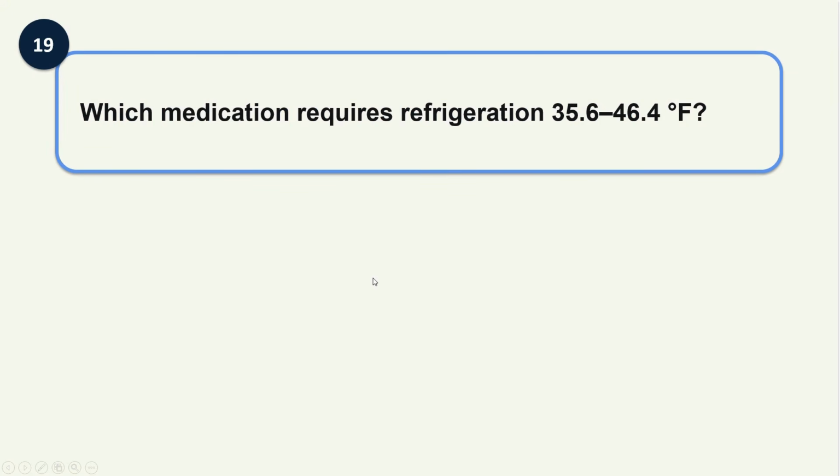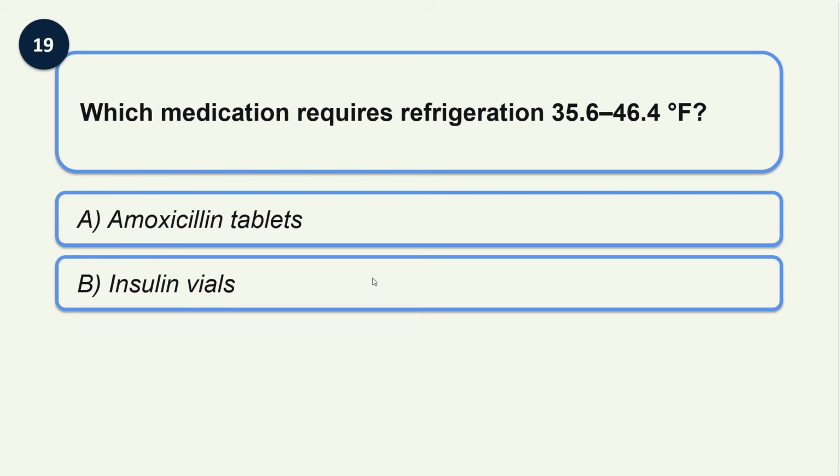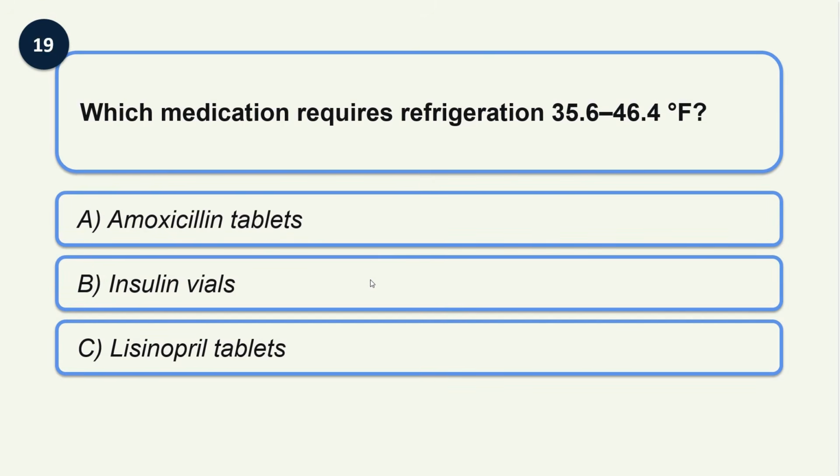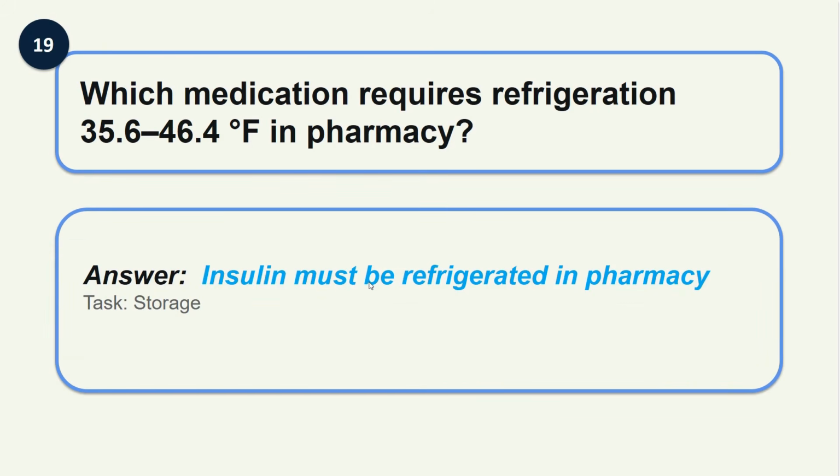Which medication requires refrigeration at 35 to 46 Fahrenheit, which is a fridge temperature? A. Amoxicillin tablets, B. Insulin vial, C. Lisinopril tablets, and D. Aspirin tablets. The correct answer is insulin vials. Insulin vials must be refrigerated in the pharmacy.